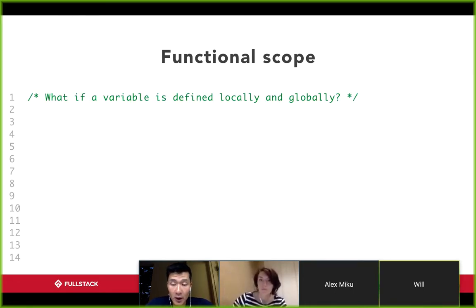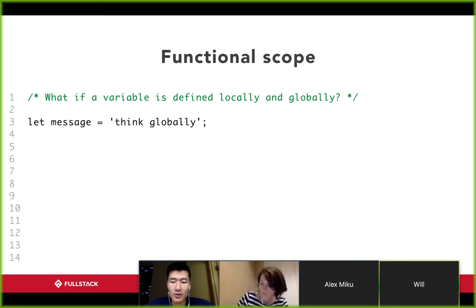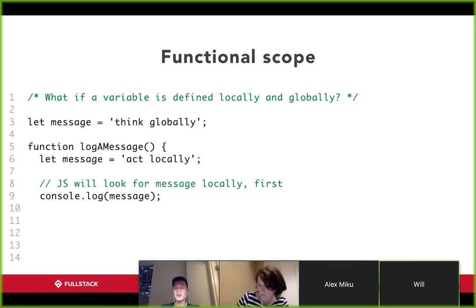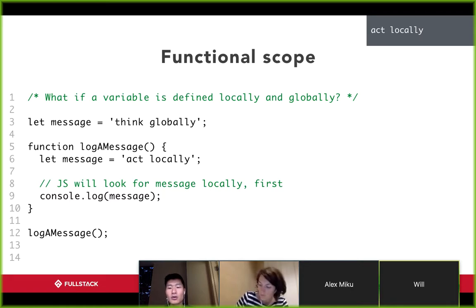Okay, now let's start looking at some edge cases, right? What happens if a variable is defined both globally and locally? Here we have a variable called message. We call it thing globally. On line 5, we create a function called login message. On line 6, we have a variable called message, and we assign to it the value act locally. And when we console log out message and login message, what we see is we get act locally.